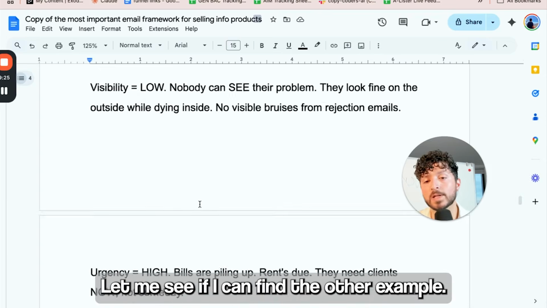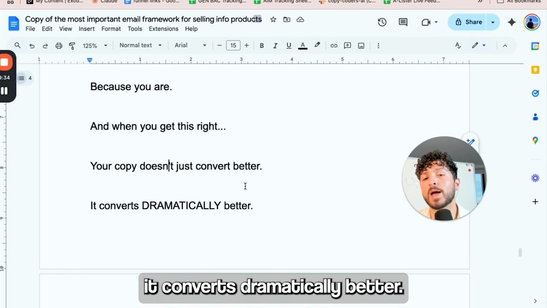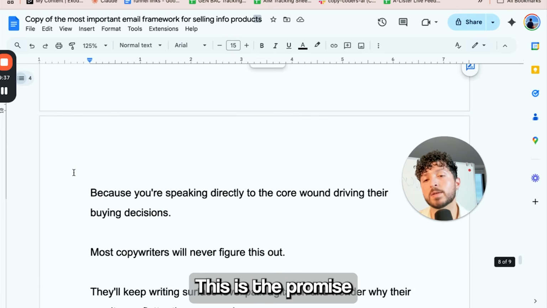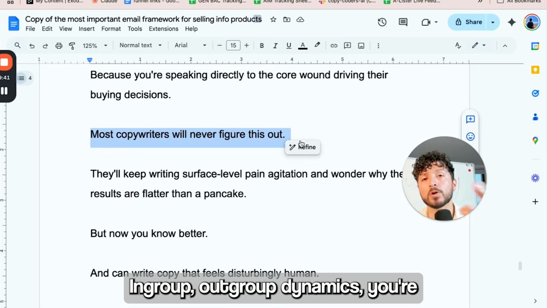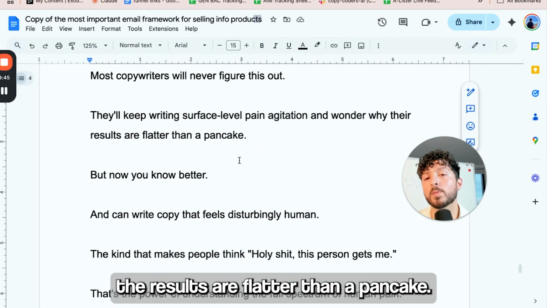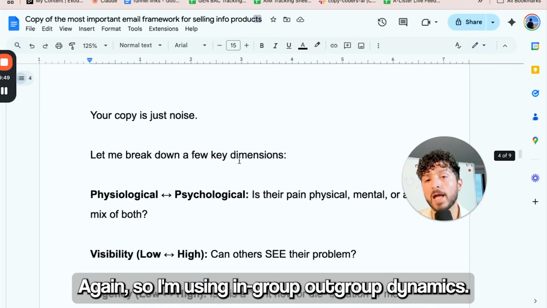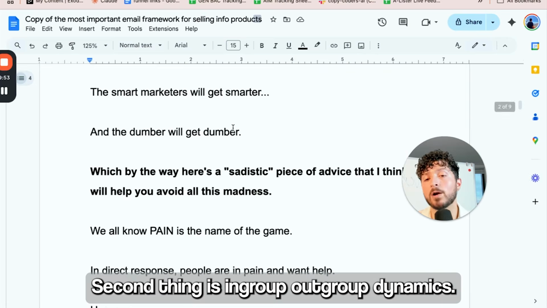Let me see if I can find the other example. Here's also what's at stake. When you get this right, your copy doesn't just convert better, it converts dramatically better. This is not the problem, this is the promise of what people can get. Look at this. Most copywriters will never figure this out. In-group, out-group dynamics, putting you in that one. They'll keep writing surface-level pain agitation and wonder why their results are flatter than a pancake. Again, I'm using in-group, out-group dynamics. First thing is the stakes. Second thing is in-group, out-group dynamics.